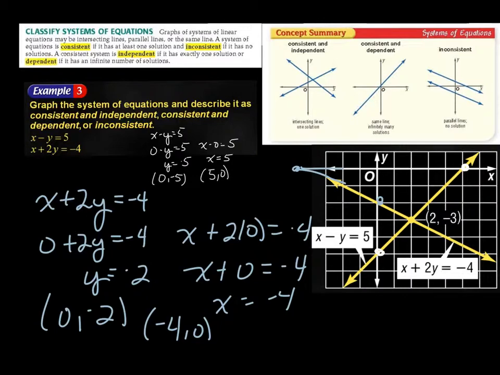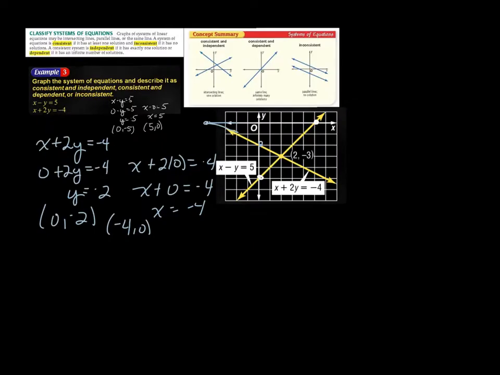Okay, this question wasn't asking for where their intersection is. It's just asking us to graph it. We did. And describe the system. So they cross at one point. The system is consistent and independent.